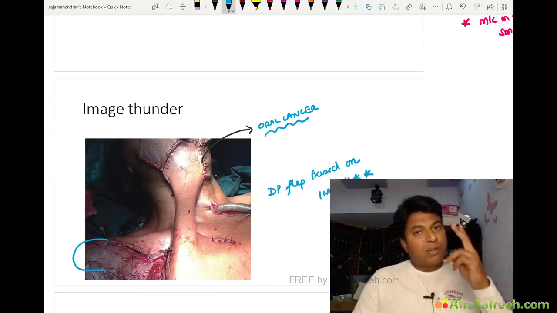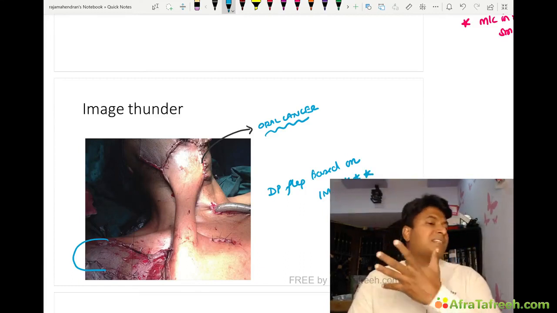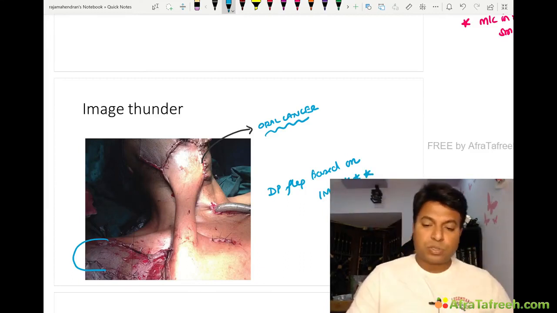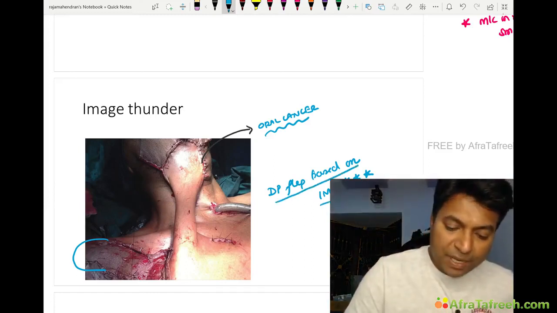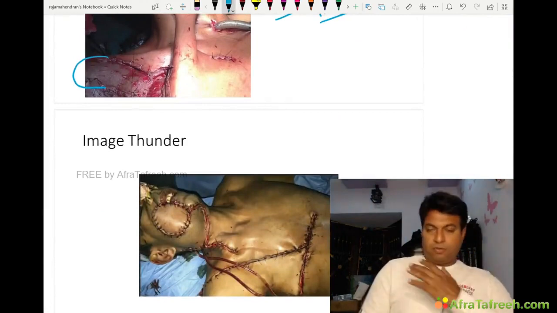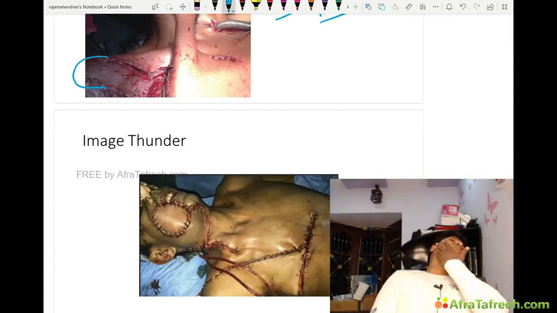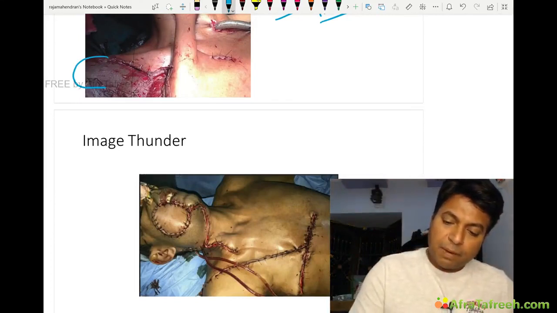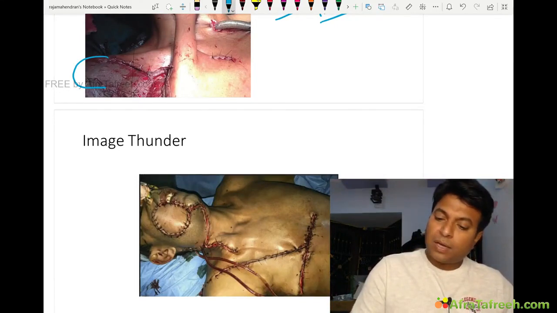So there are two flaps used for oral cancer reconstruction after radical neck node dissection. Deltopectoral flap based on internal mammary artery, and this is the next one. This is flap taken from the chest and shifted to the oral cavity. This is PMMC flap based on thoracoacromial artery.